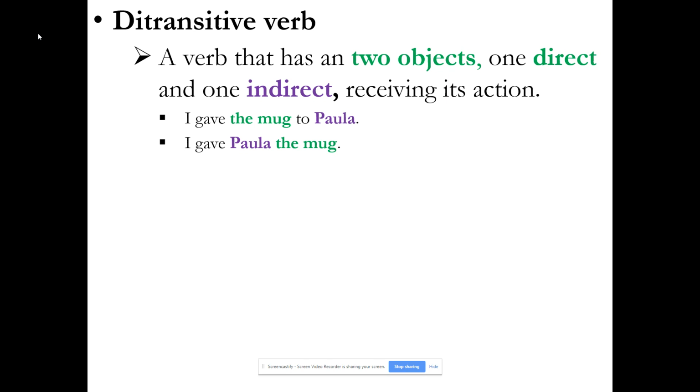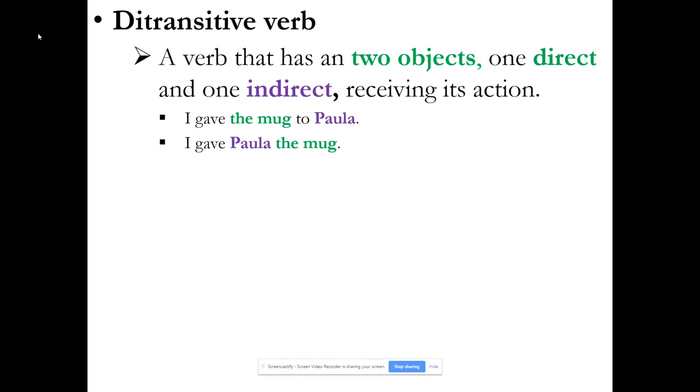If I were to try to say, I gave the mug, you're left with the question in your brain, to whom? And then if I were to say, I gave Paula, I gave Paula what? There's missing information. You need both pieces in order for the sentence to make sense.